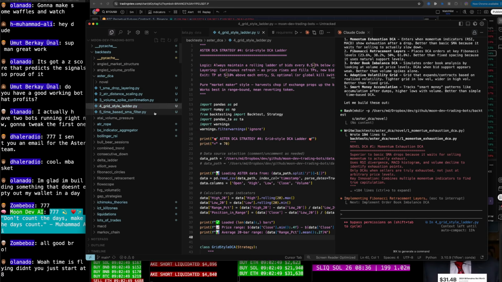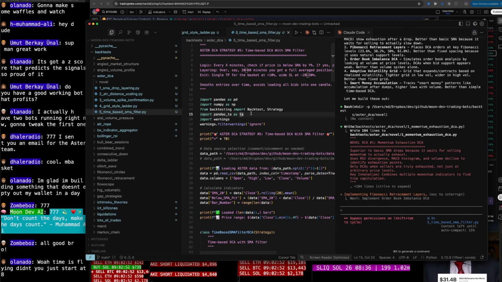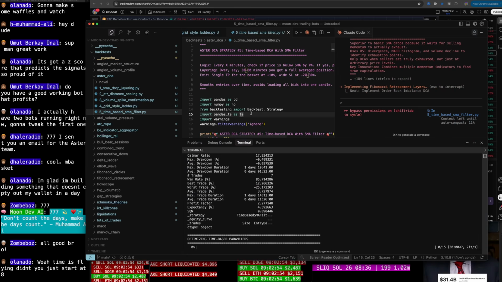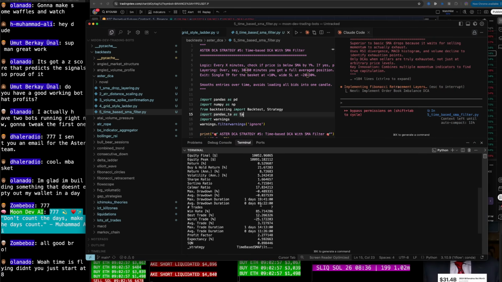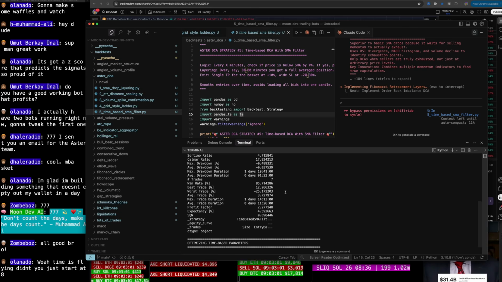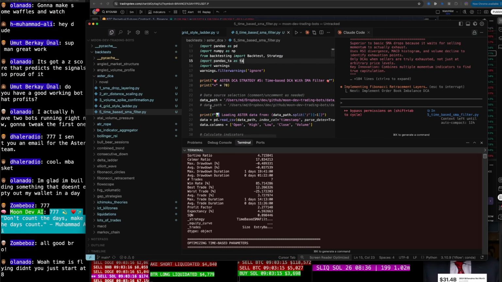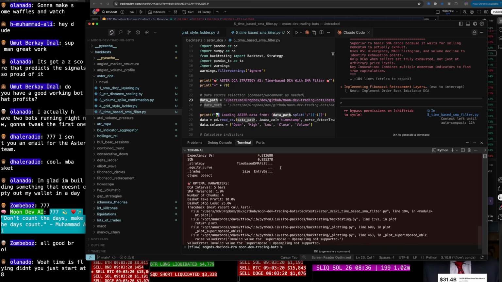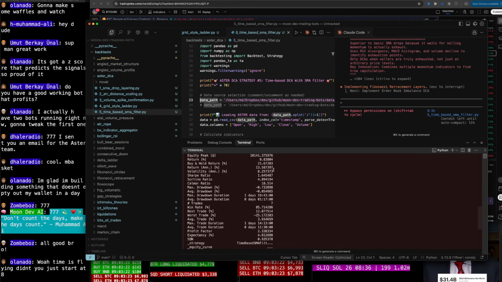So grid style ladders at L. Time based SMA filter. This is the OG idea. 7.5% return. Okay, so yeah, I don't know, dude. It seems like a solid idea, but then you backtest it and it's not so solid. But that was just for the 5 minutes, so let's go ahead and try it for the other ones. Oh, this is the 1 minute. Okay, so maybe too noisy in the one.